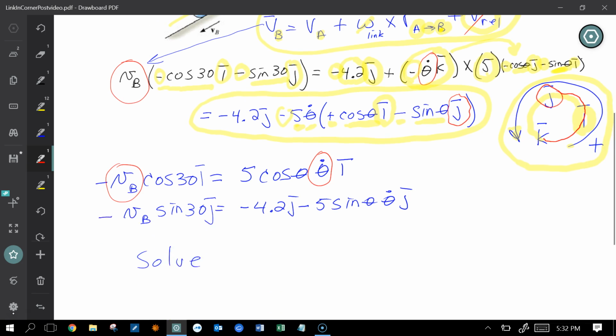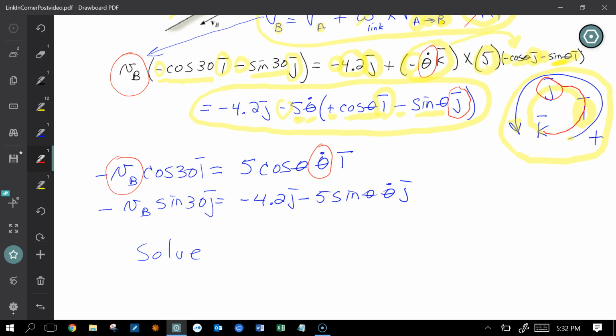Okay. So now the next step, now that I've done the cross products, is I just pull off all of the I components.